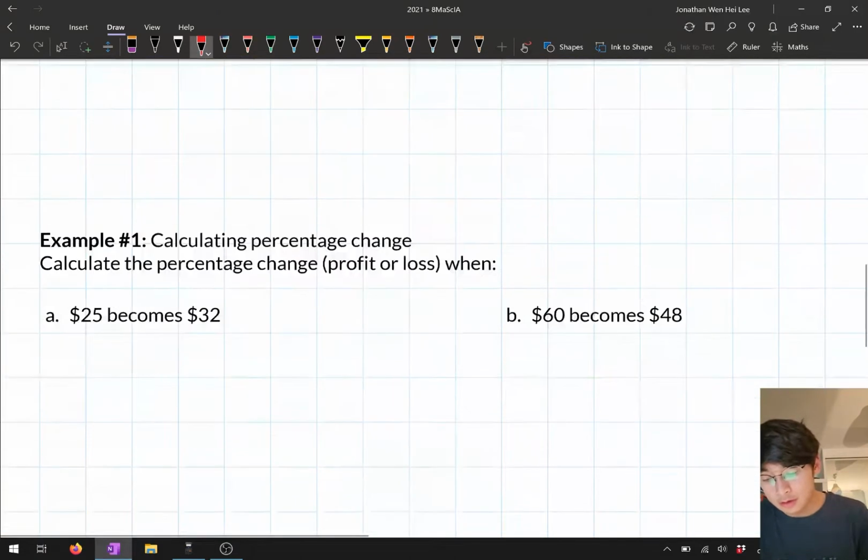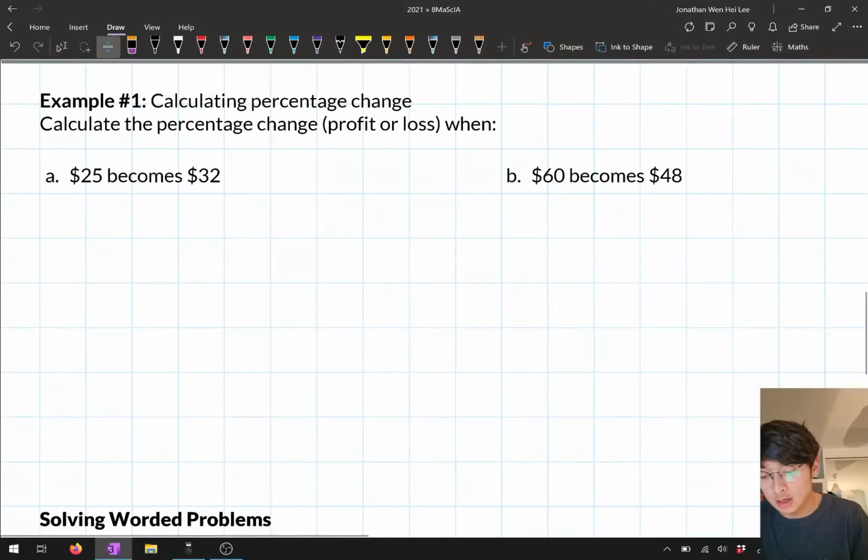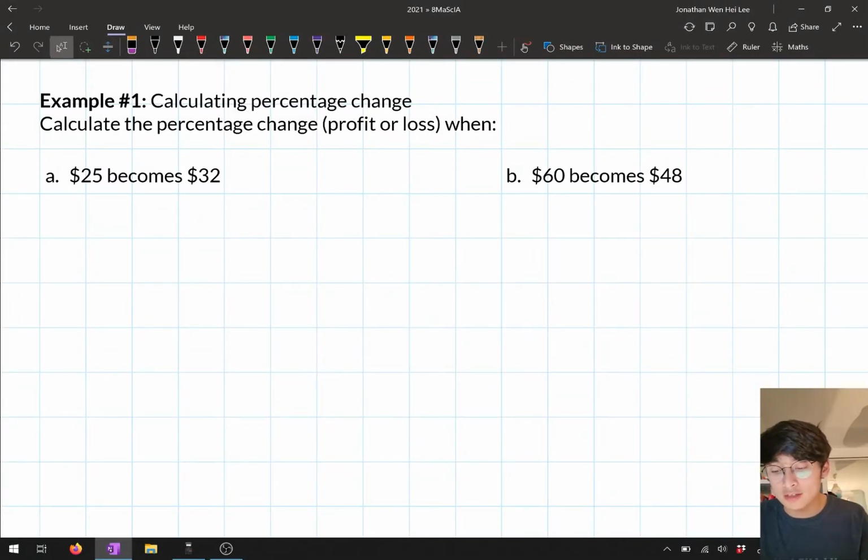Okay, so let's have a look at these examples. Calculating percentage change. Here I have an example of this. Calculate the percentage change, profit or loss, when... In these scenarios, what we're going to do is figure out if it's firstly a profit or a loss, and then calculate the percentage profit or loss.